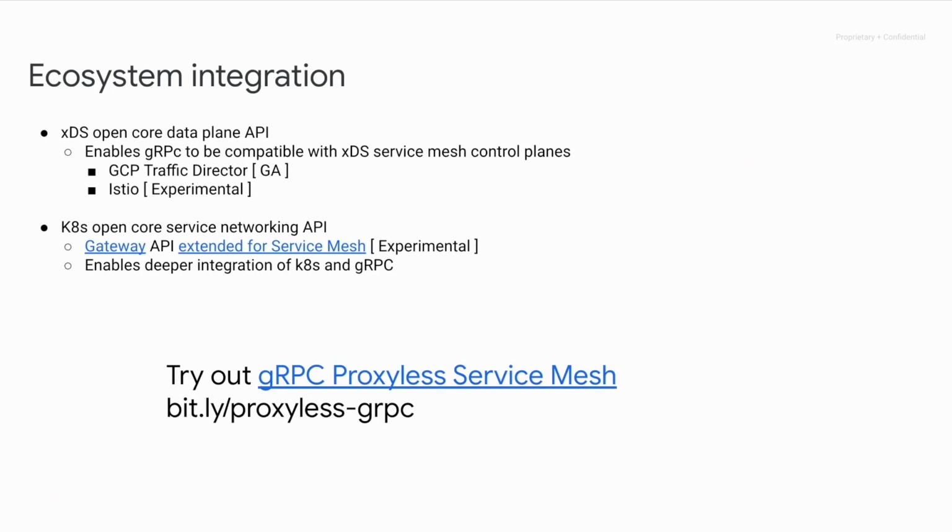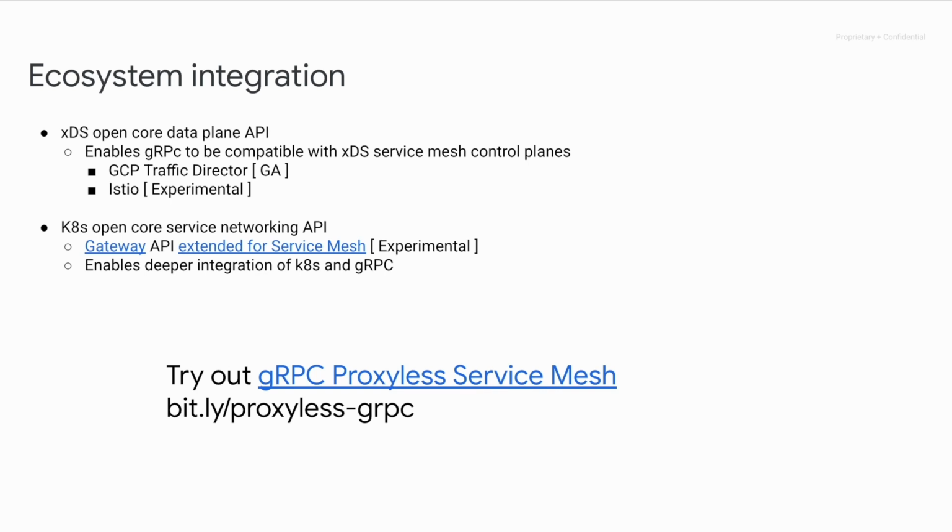So I want to close this out by talking a little bit about how gRPC is integrating with the rest of the open source service mesh ecosystem. At the core of it are two APIs. A reasonably well-known data plane API, XDS. It was initially implemented by Envoy, and later generalized with a lot of contribution from the gRPC community for the XDS data plane API to be able to support gRPC as an RPC framework. And that has allowed gRPC to integrate with a compatible XDS control plane.